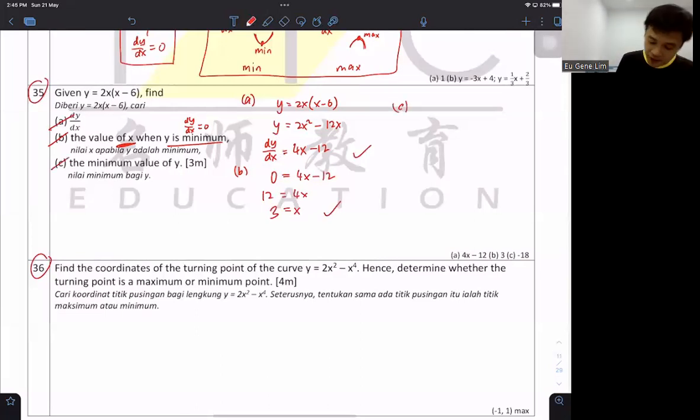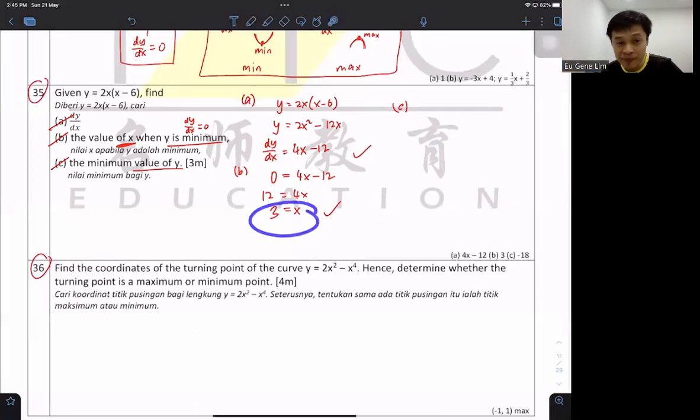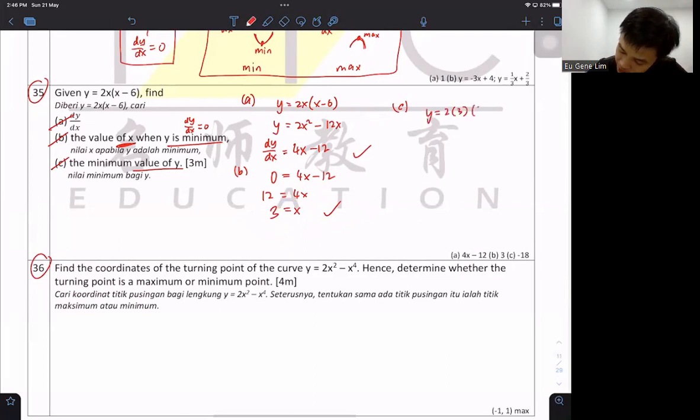The minimum value of y, meaning y. Understand? So how to find the y? Because you have x equals to 3, so you sub back to the original equation, then you get the y. So y equals to 2 times 3 bracket 3 minus 6. Then you just press calculator. Negative 18.